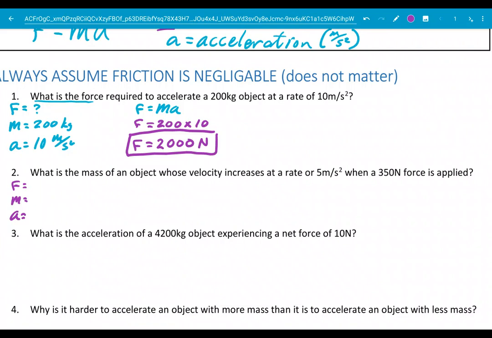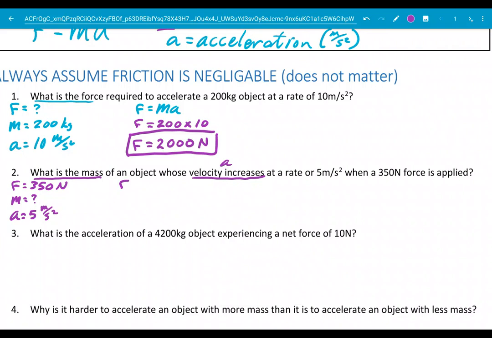Okay, so we are trying to find this time what is the mass. So I will put a question mark there. The velocity increase, another name for velocity increase is acceleration, will be 5 meters per second squared. And the force that's being applied is 350 newtons. Remember, 1 newton of force is about equal to the weight of an apple, just to kind of give you a sense of how much 350 newtons is.